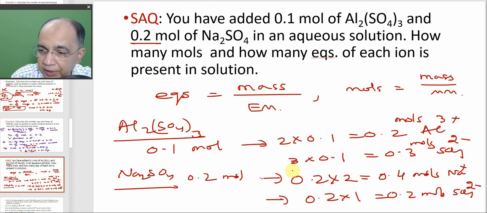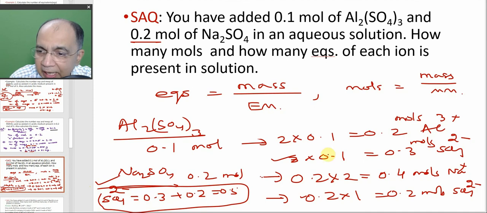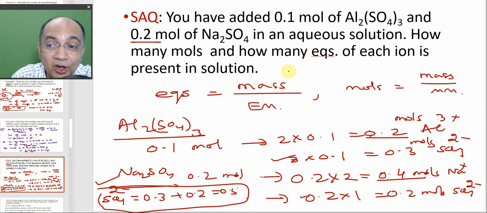So we have to add up sulfate, because there is sulfate here and sulfate here. The total number of moles of sulfate ion is equal to 0.3 from there plus 0.2 here, which is 0.5. And aluminum ion is unique here only, that is 0.2, and sodium ion is unique, this is 0.4. These are one answer, but it is also asking for number of equivalents.